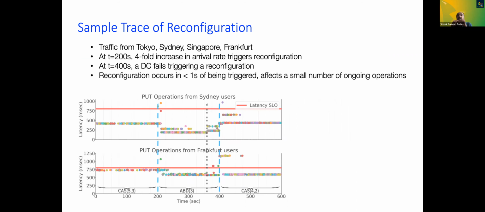Here is a sample trace of 10 minutes. 2 reconfigurations occur in this trace. The first is at 200 seconds due to an increase in arrival rate. Here you transition from CAS 5,3 to 3-way replication via ABD. Then at 400 seconds into the trace, a data center fails and another reconfiguration is triggered. This trace plots latency of put operations for two data centers that we chose.